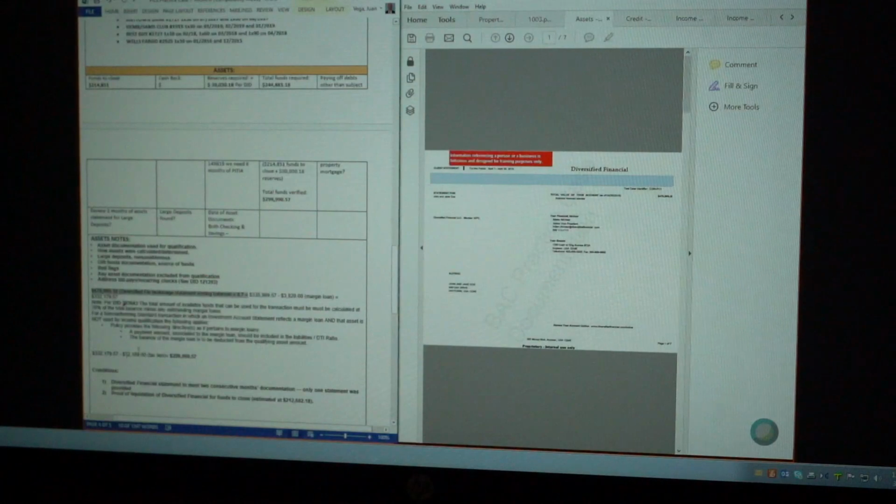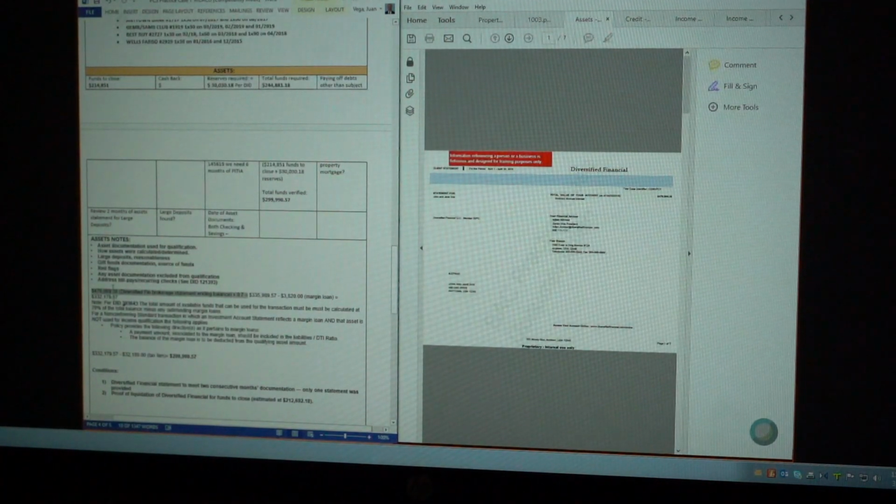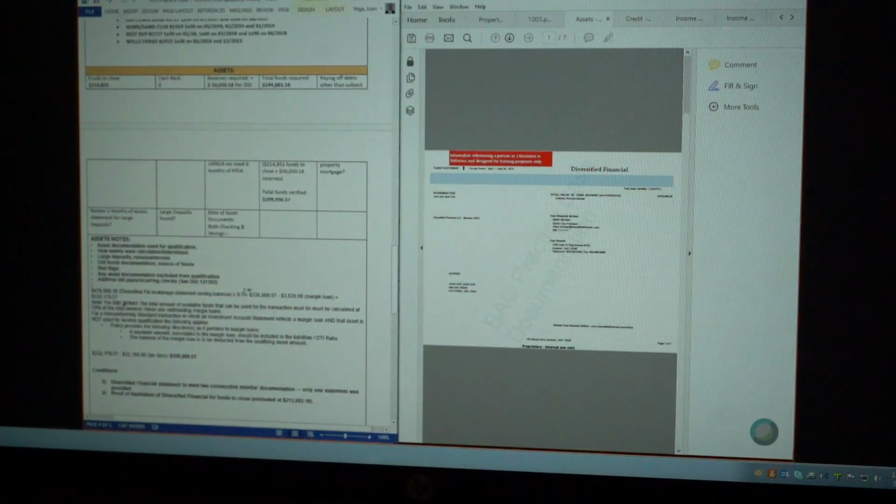In addition to that, I got to take out the $32,189 because I have to come up with that for the tax lien that I have to pay prior to closing. So actually, my qualifying assets are $299,990.57. Again, that is the ending balance on the account at 70%, minus the margin loan, minus the taxes. Okay.